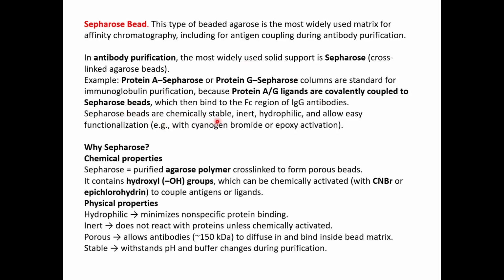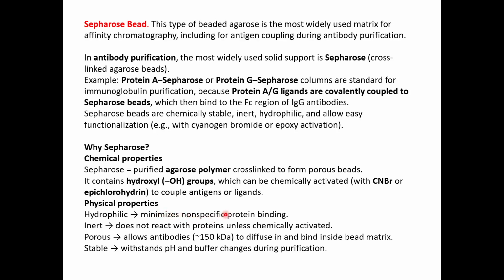Sepharose beads are chemically stable, inert, and hydrophilic, and allow easy functionalization. With cyanogen bromide or epoxy activation, you can activate these columns. Why specifically Sepharose is because it is a purified agarose polymer and it has a porous bead nature. It contains hydroxyl groups which can be chemically activated using cyanogen bromide or epichlorohydrin to couple antigens or ligands on it. It is hydrophilic, inert, porous, stable.